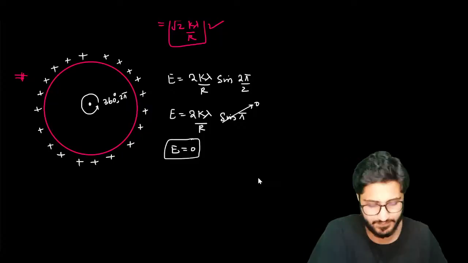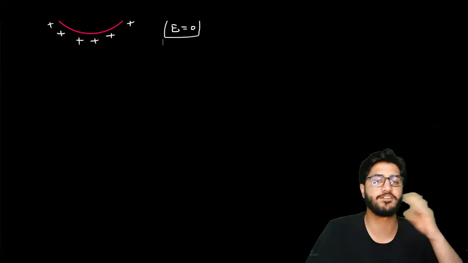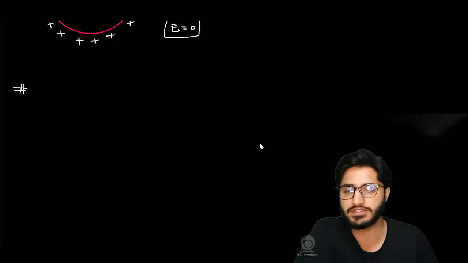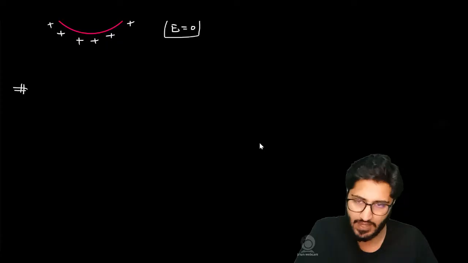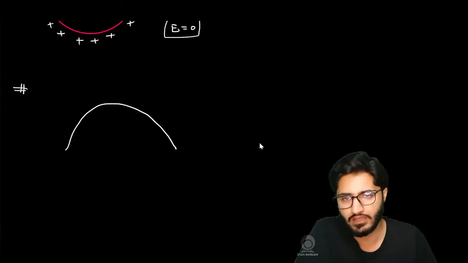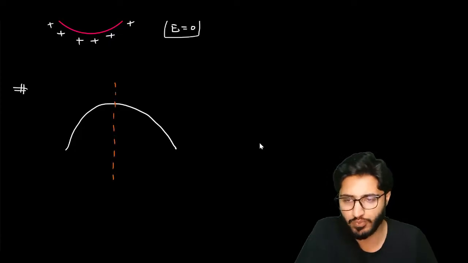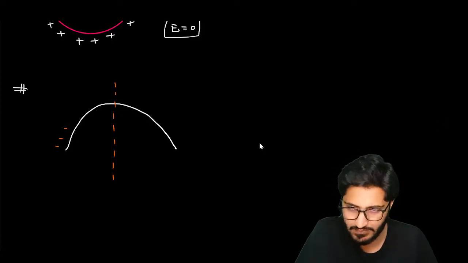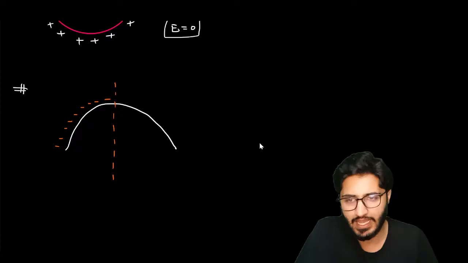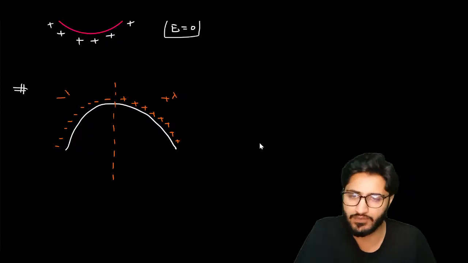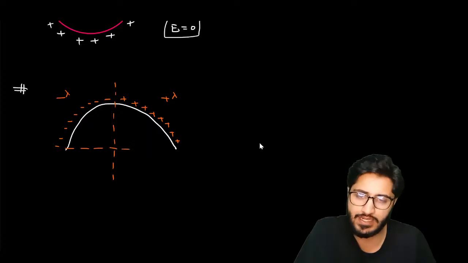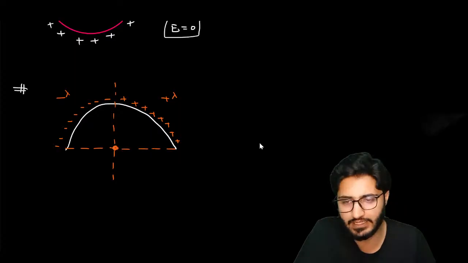Okay. Now let's do one more numerical based on the different polarities of charge. Let us suppose we have something like this. In half of the portion, I have charge minus, and in the other half of the portion, I have charge positive. That means here we have plus lambda, here we have minus lambda. So I need to find out the net electric field intensity at its center.